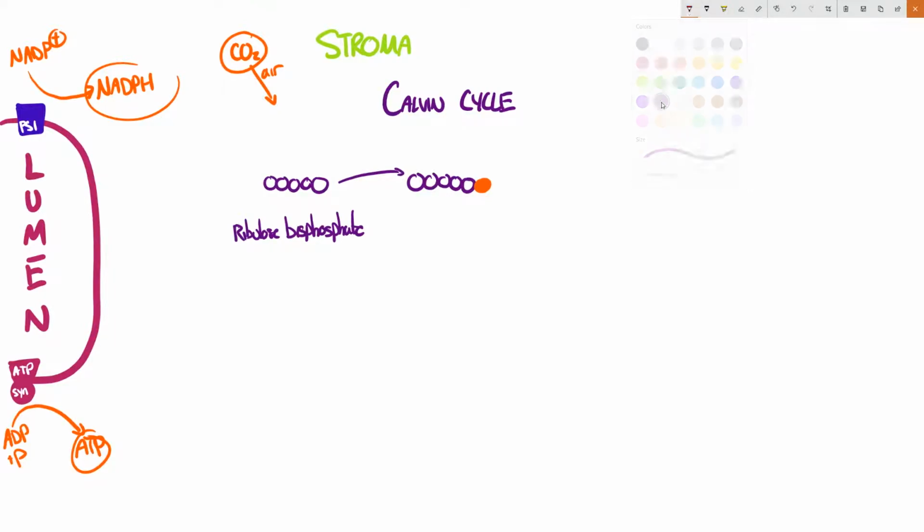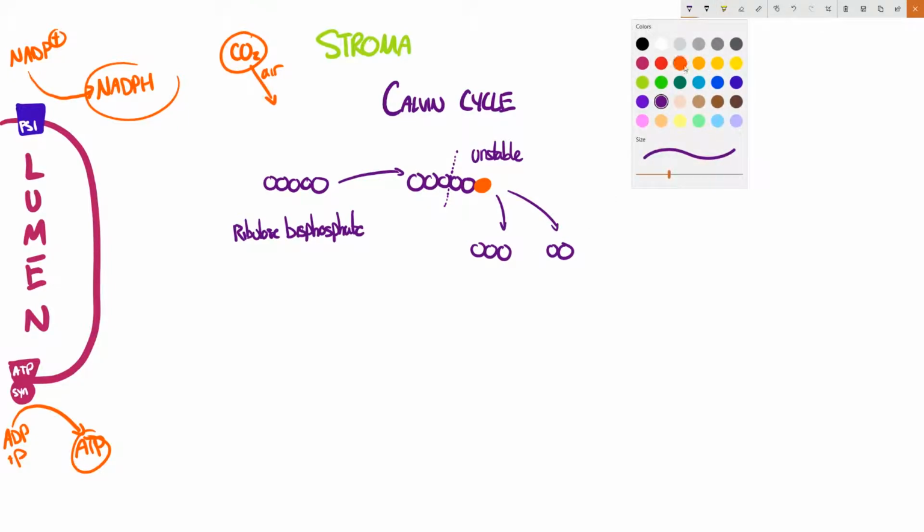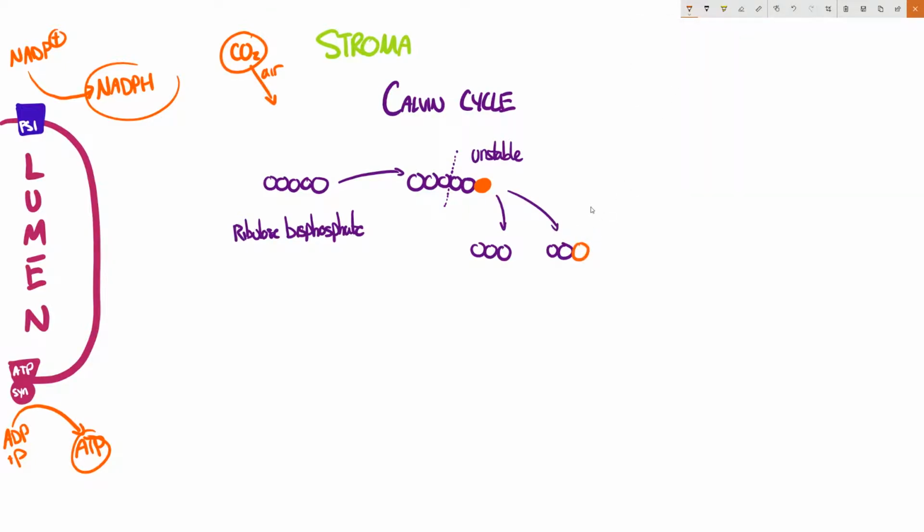This compound itself is really unstable. So it's going to fall apart and split into 3 carbon compounds. So here you see we have 5 of which are from the original ribulose bisphosphate, and one of them has a carbon from the carbon dioxide. They have a little phosphate group attached onto the end. So this is unstable. 6 carbons is unstable.